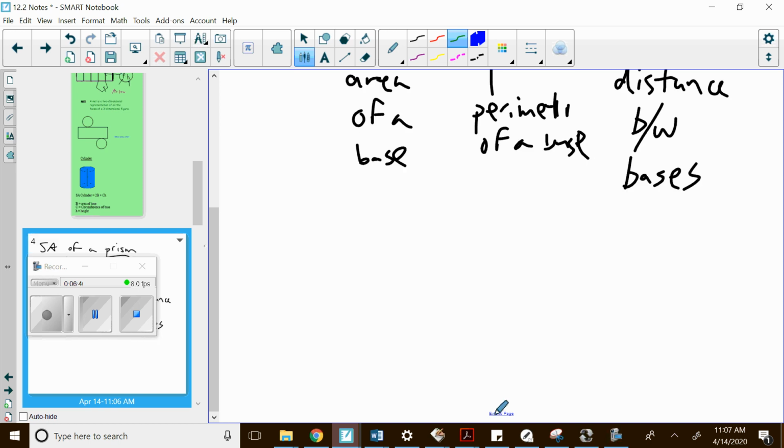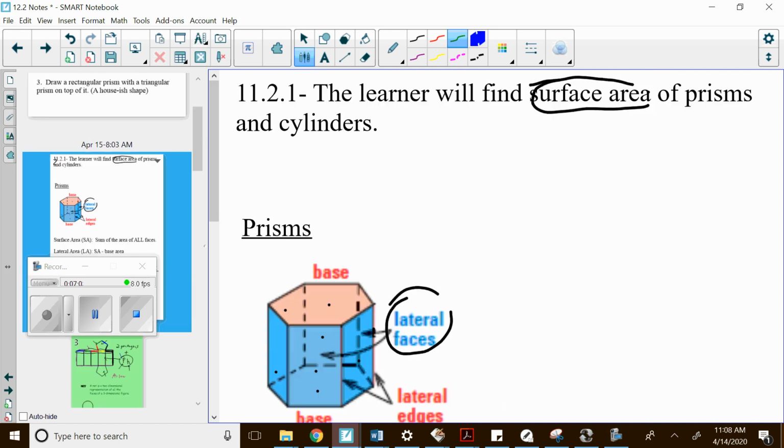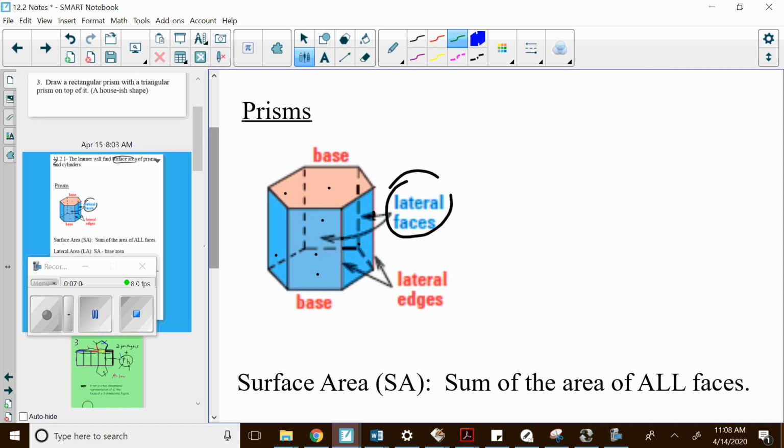Now if I just ask for lateral area, sometimes like when we're doing things in the real world, we only want lateral area. Lateral area is just surface area minus the 2 bases, so surface area minus 2B. What that means is that if we go back to, let's say, this thing right here, it would only want the rectangles, the blue ones going around. So only the area of those rectangles, not the hexagons.